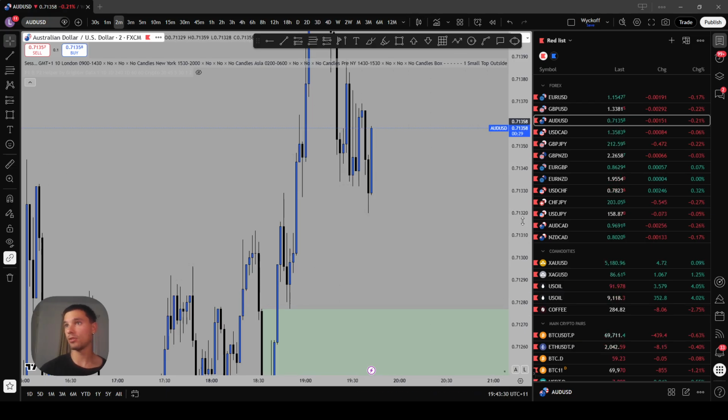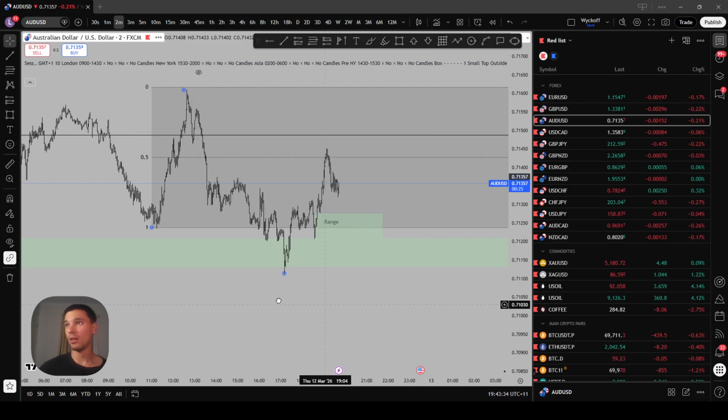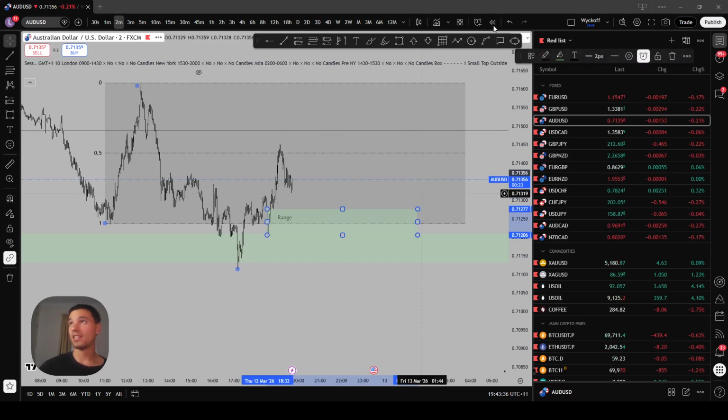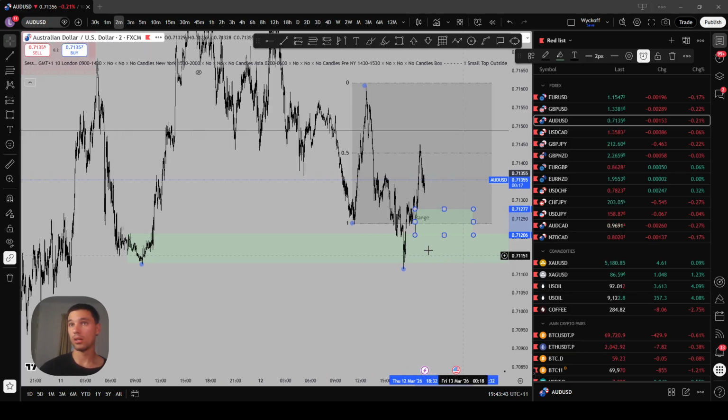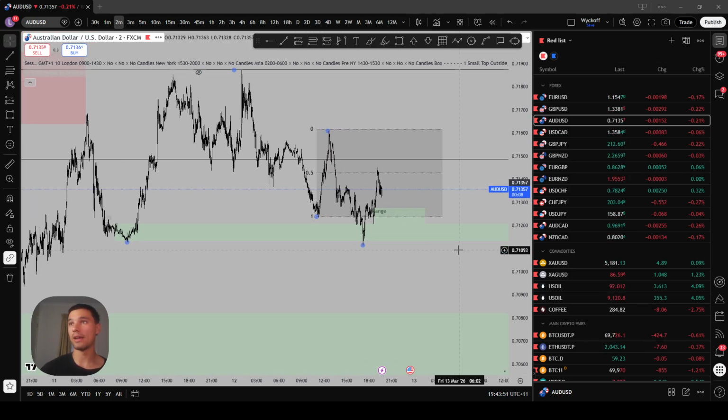it has not been mitigated, so it's valid. Yeah, this pretty much is going to be my extreme demand POI. It's not pretty at all, but if we get a nice reaction from it, then yeah, you can potentially long to here. I wouldn't really look too much higher.